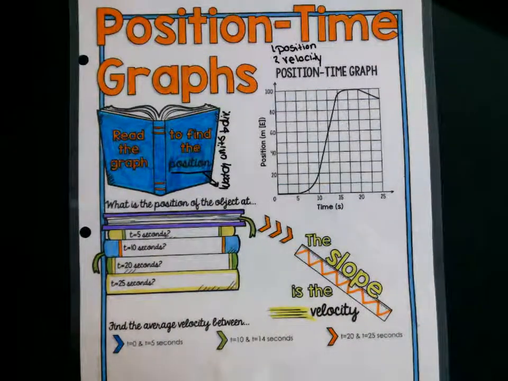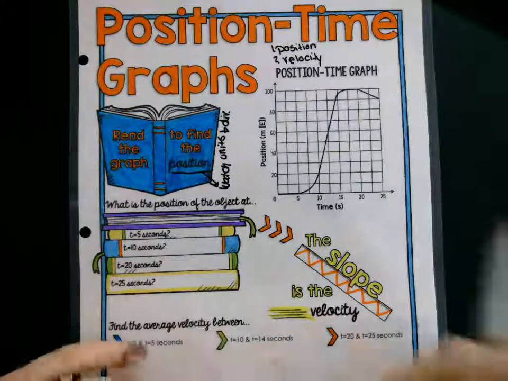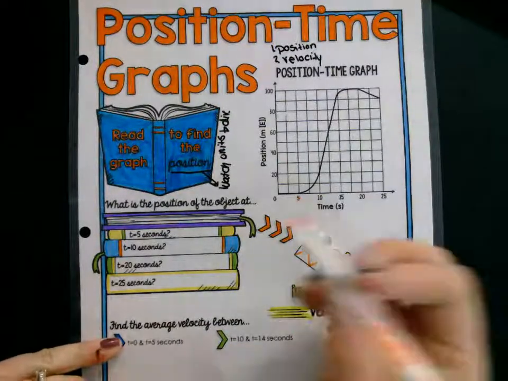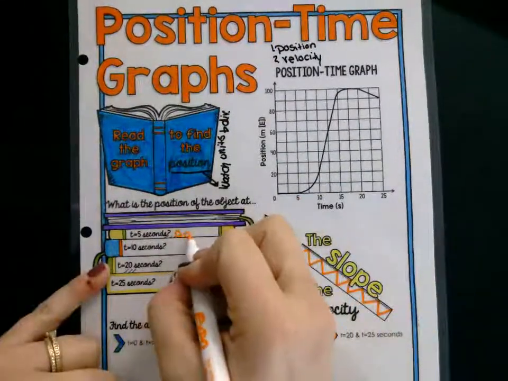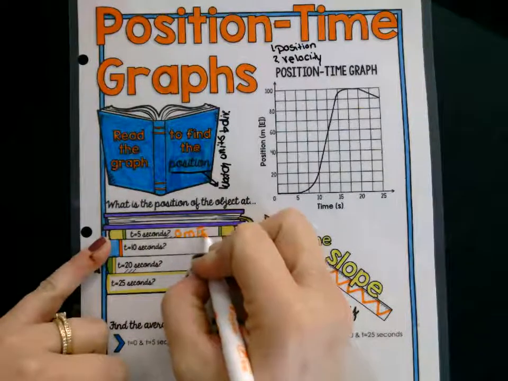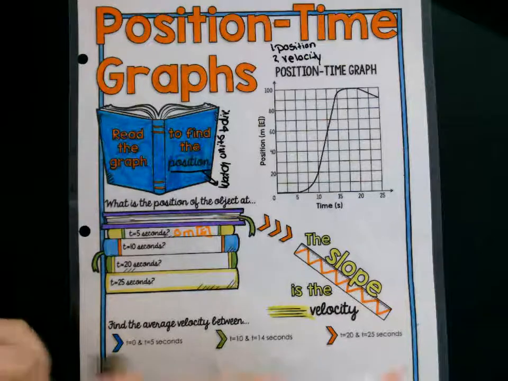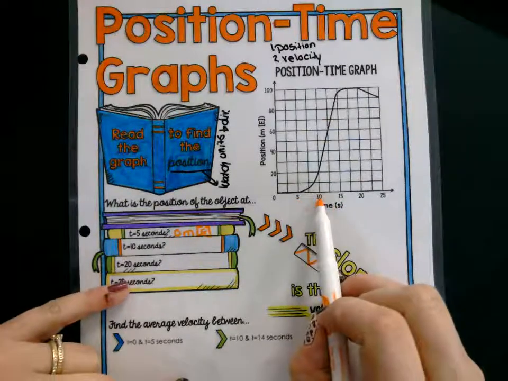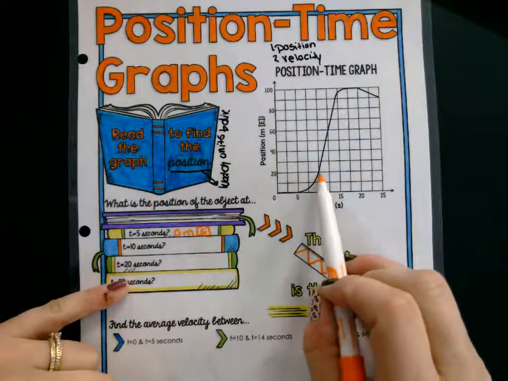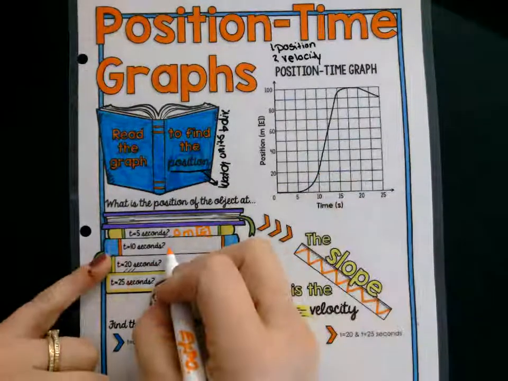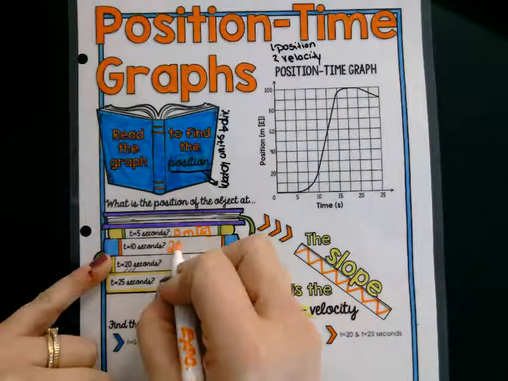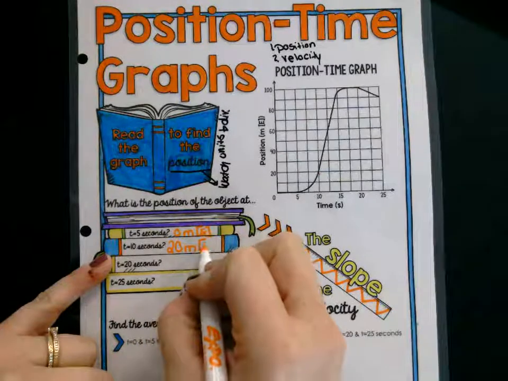It says, what is the position of the object at 5 seconds? So you will find 5 seconds, and you'll look where the position is. And it's at 0 meters east. Then we're going to find where it is at 10 seconds. So we're going to go to 10 and find where it intercepts. And at 10 seconds, it's at 20 meters east.